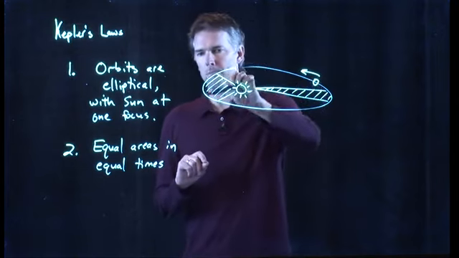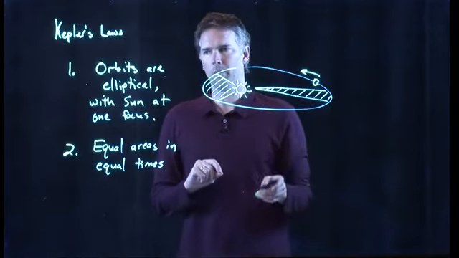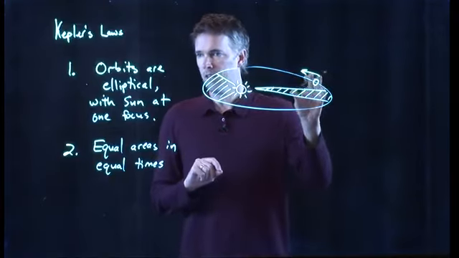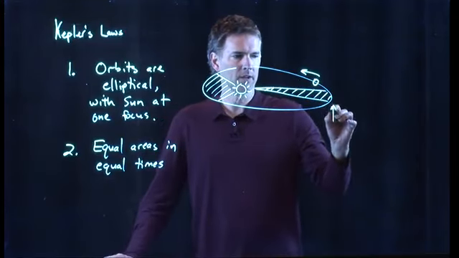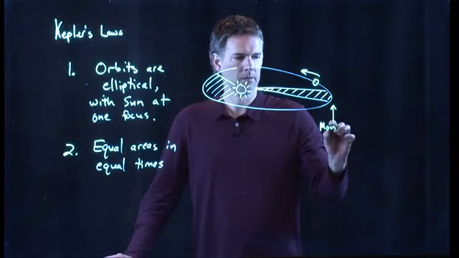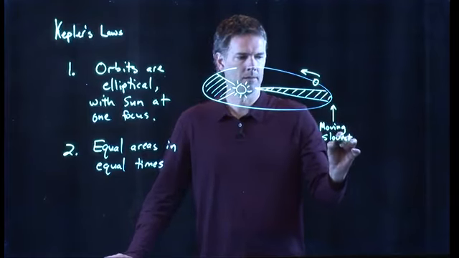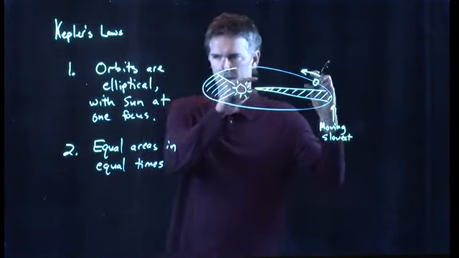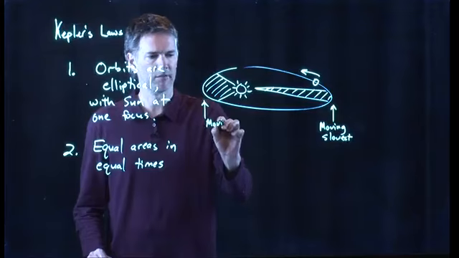So if this is 1 month of an orbit, you get some number. 1 month of an orbit, you get the same number. This necessarily tells you that the planet is moving slowest out here in order to get the same area as this region where it is moving fastest.